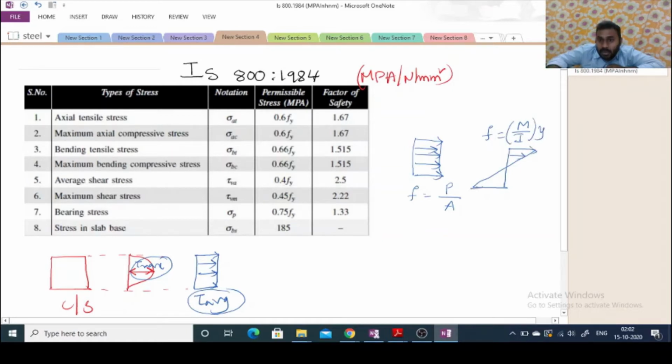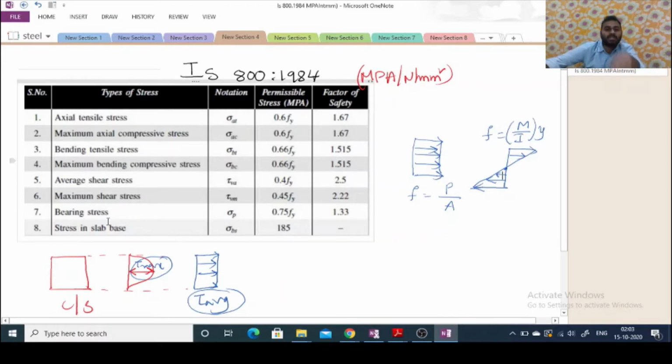It means bending stress is maximum only at the extreme fibers, and it is even zero at the center. As you proceed towards the internal fibers, bending stress reduces. It means bending stress is not uniform like axial stress. Hence, the permissible stress in case of bending is slightly greater in comparison to the axial stress. Now, these are the standard values mentioned in the second revision of IS 800, that is IS 800 1984.